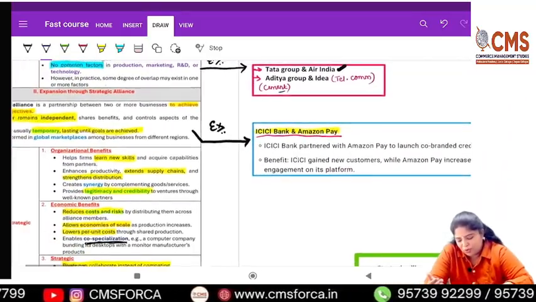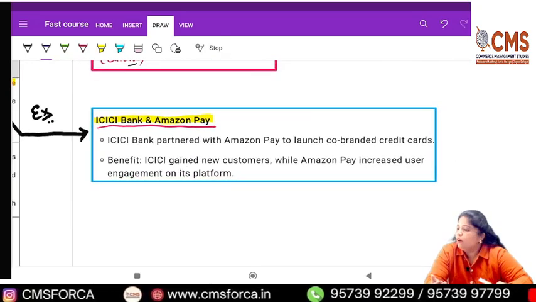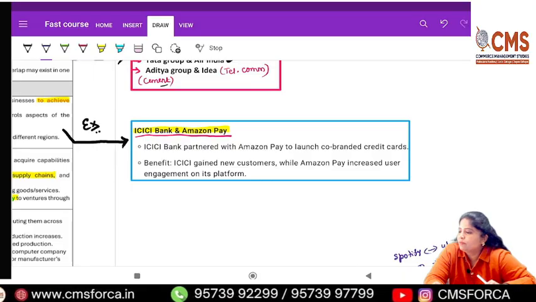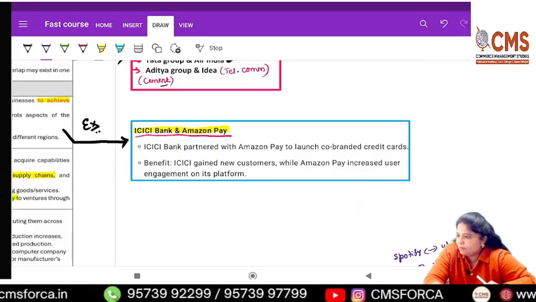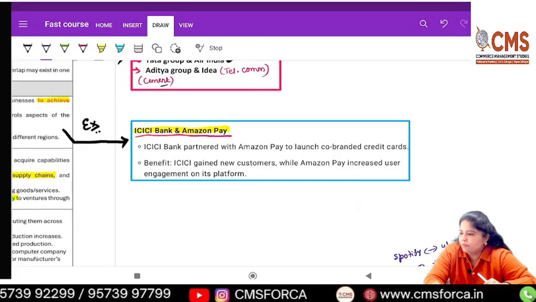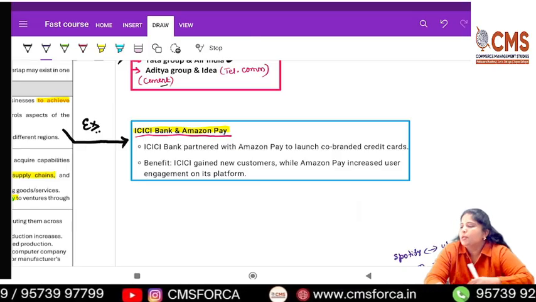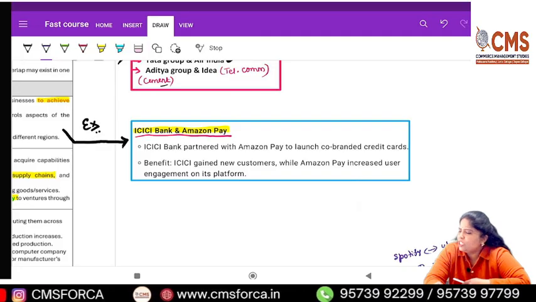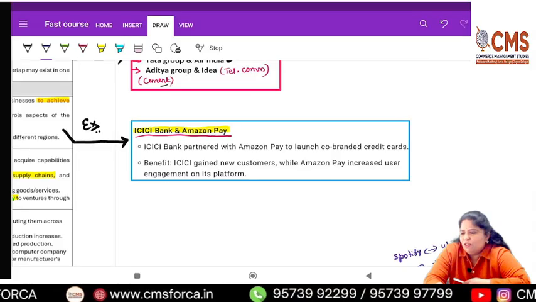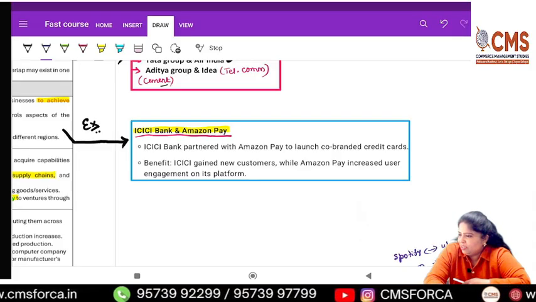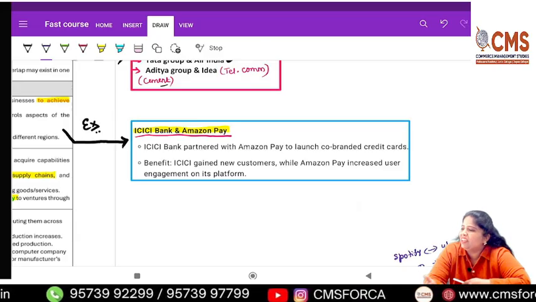So let's see a few examples. Yes. No, that's not a mandatory one, right? For an alliance to happen, you don't have to be in the same stage of the supply chain. You may be in different businesses but with related products.